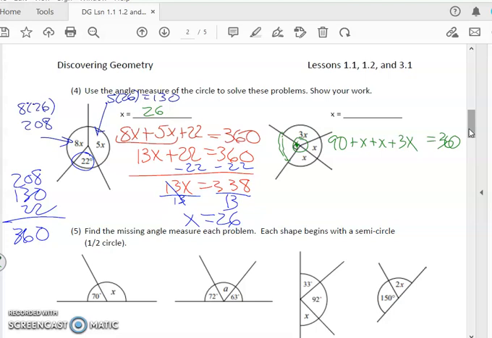So I'm going to stop here for a moment. If you didn't get the equation set up, now that it's set up, go ahead and solve for x, turn the video back on and you're ready to continue.